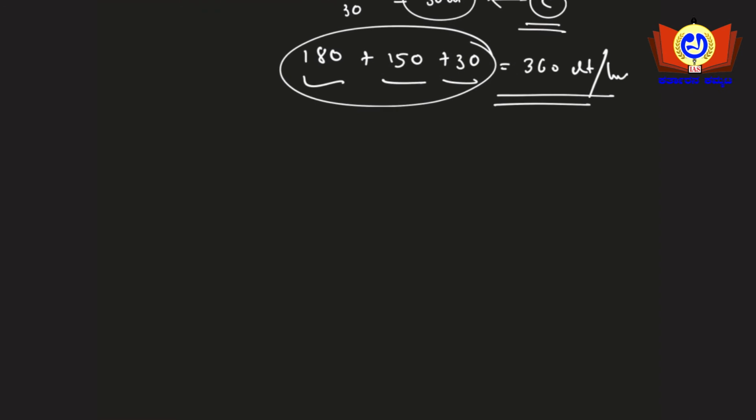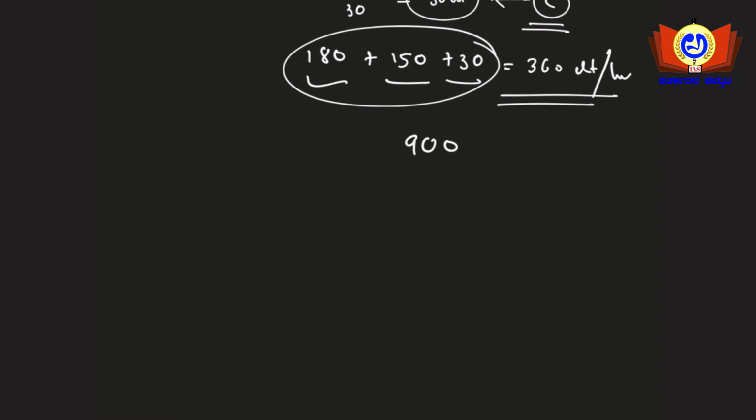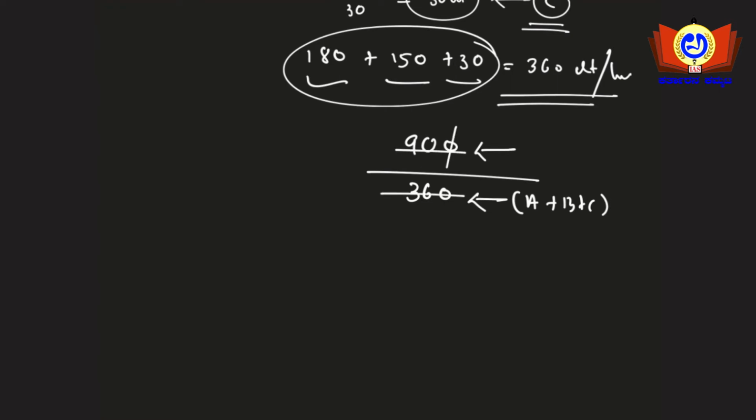So what is the total capacity? 900. 900 is the total capacity. In 1 hour 360 liters is filled by pipe A, pipe B plus pipe C. Upon solving this I'll be getting 2.5. So what is this 2.5? The 2.5 is the time taken by pipe A, pipe B, pipe C, if they are simultaneously let open.